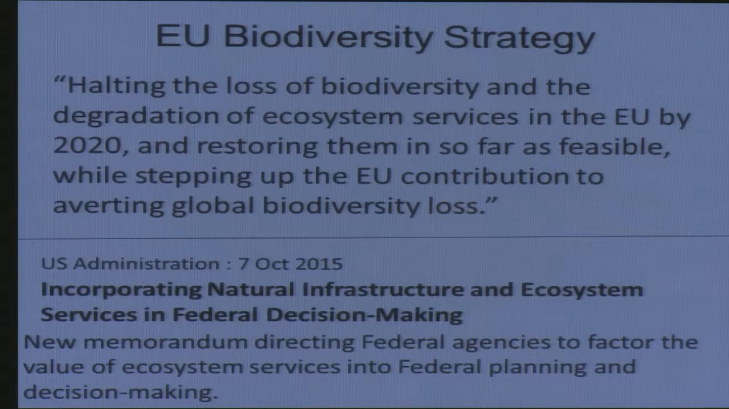Now, it's not just EFSA that's interested in ecosystem services. This is a quote from the EU Biodiversity Strategy, which states: halting the loss of biodiversity and the degradation of ecosystem services in the EU by 2020 and restoring them insofar as feasible, while stepping up the EU contribution to averting global biodiversity loss. So, halting the loss of biodiversity and the degradation of ecosystem services by 2020. It's now 2015. It's quite an aspirational target, but that's the direction of travel.